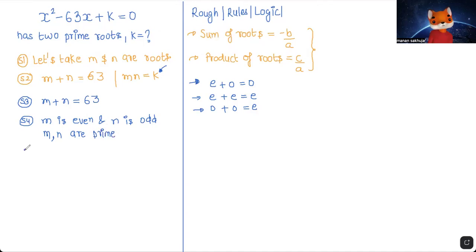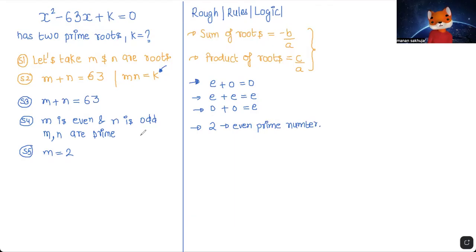Now students, the next thing I can conclude from the last two pieces of information is that m, if it is even, will be equal to 2. Why? Because 2 is the only even prime number. All other prime numbers are odd. I hope you know this knowledge. So based on that, m will be 2.